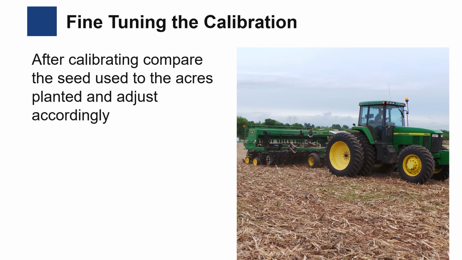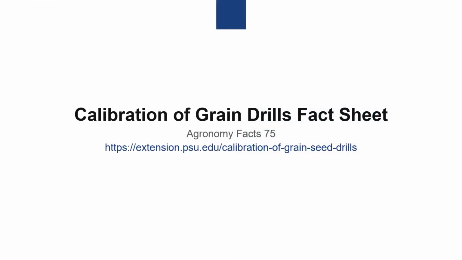If minor adjustment is needed, use the seeding rate increments between settings to more accurately make the adjustment. Actual seeding rates may vary somewhat due to ground cover, soil conditions, overlapping between passes, and driving speed. This information is also available in a fact sheet titled Calibration of Grain Drills, or Agronomy Facts 75.